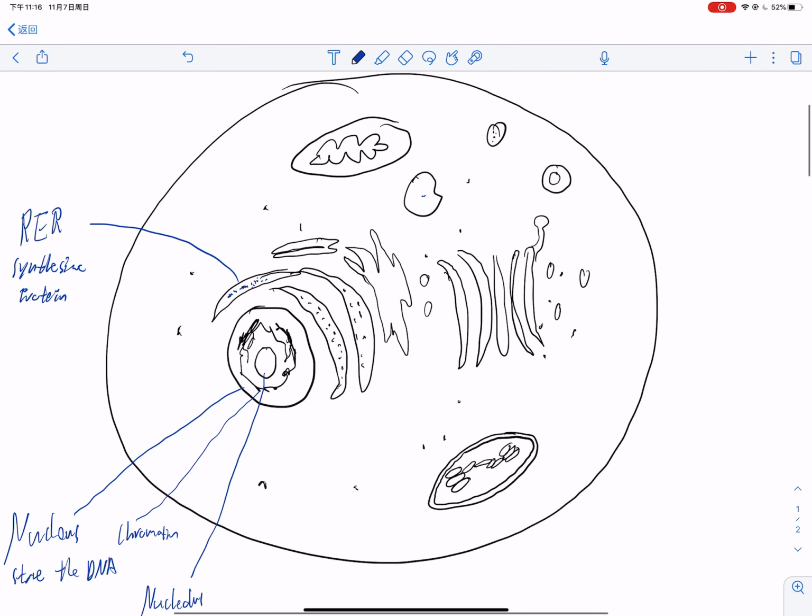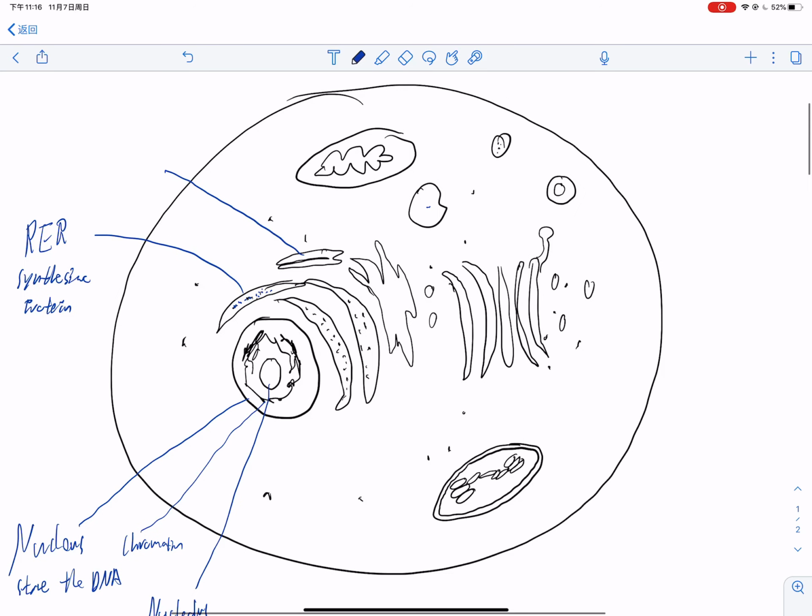And then these flattened sacs without those ribosomes are the SER, the smooth endoplasmic reticulum. The function of the SER includes producing glycogen, lipids, and steroids.